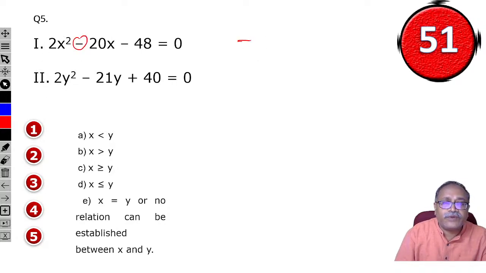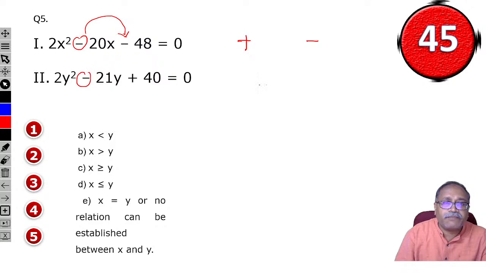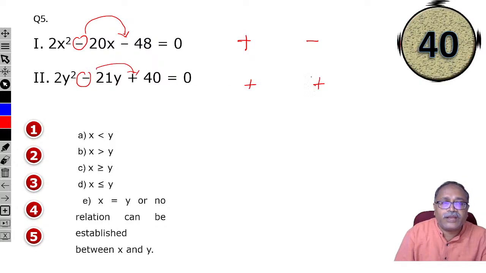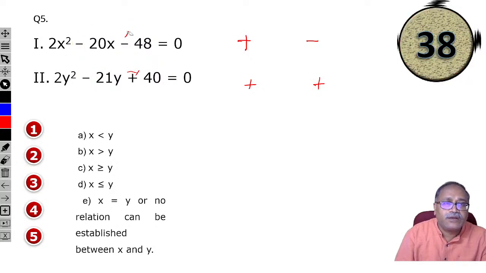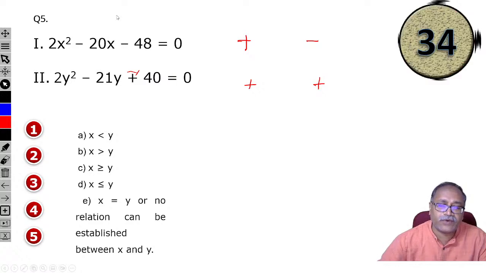So here minus will become plus, and the minus, do not change the next sign. The minus will become plus, and minus will not change the next sign, so it will remain as plus. It is done. Coming to 48. So how do you calculate this 48?